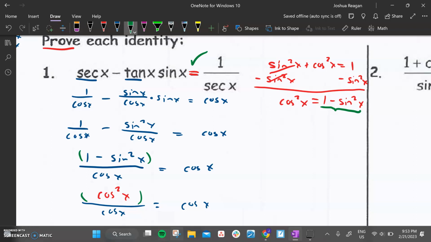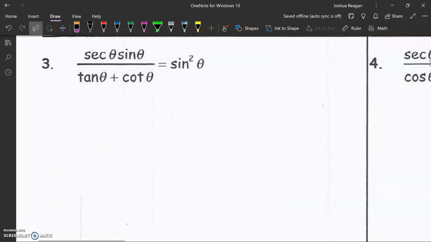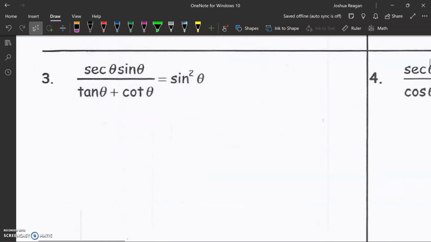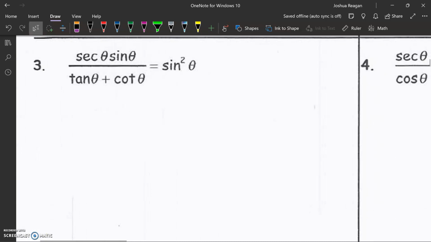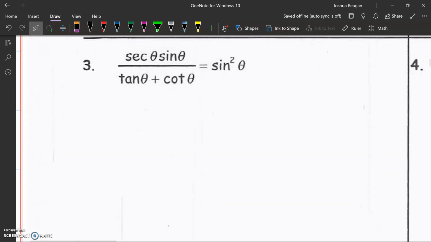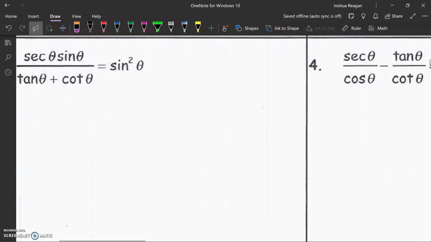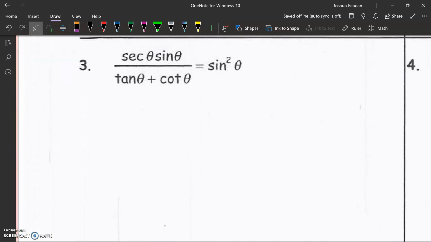Okay, let's move on to number 3. We want to prove that secant theta times sine of theta over tangent theta plus cotangent theta is equal to sine squared of theta.